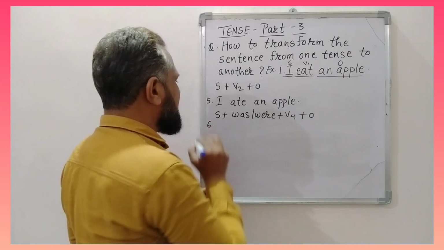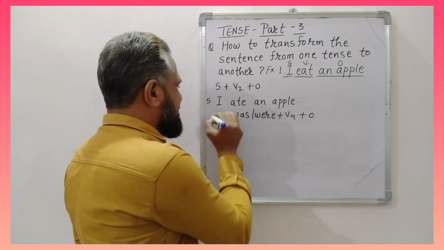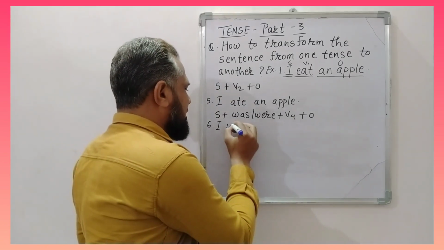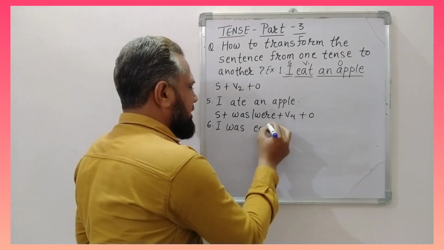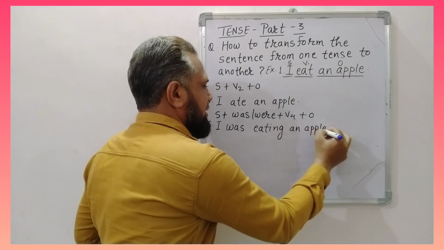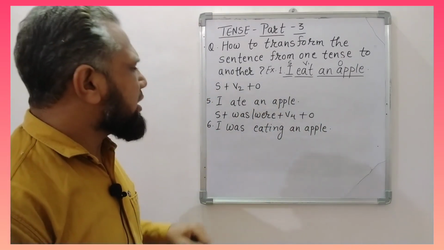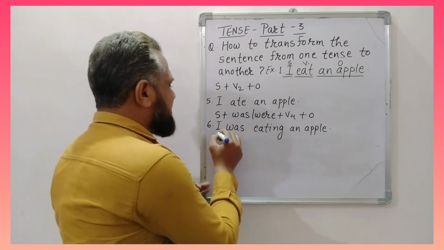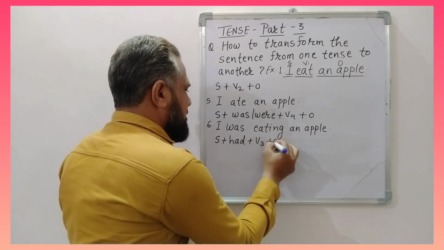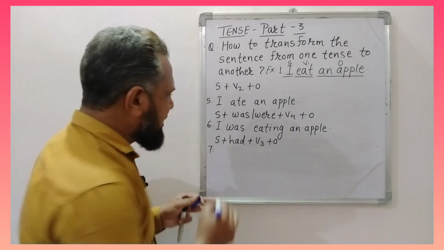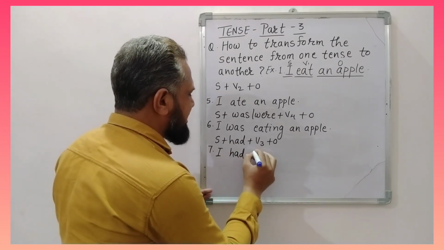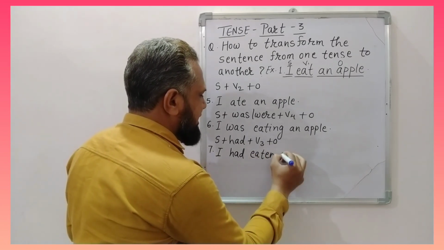If we transform it in past continuous tense, the formula is subject plus was or were plus V4 plus object. Therefore the sentence will be I, subject. With I we use was, not were, because I is singular. I was, V4, eating, object, an apple. If we transform it in past perfect tense, then the formula is subject plus had plus V3 plus object, and the answer will be I, that is subject, had, then V3 of eat is eaten, and object is an apple.